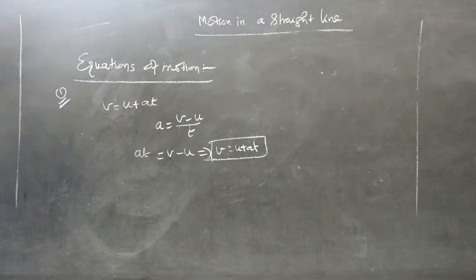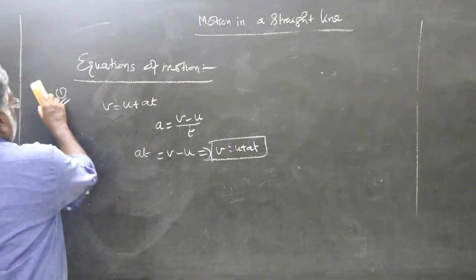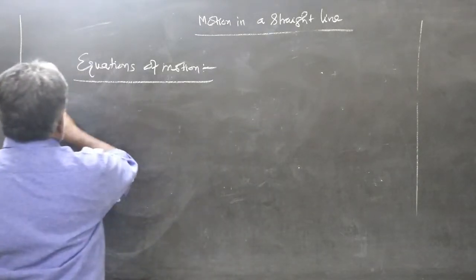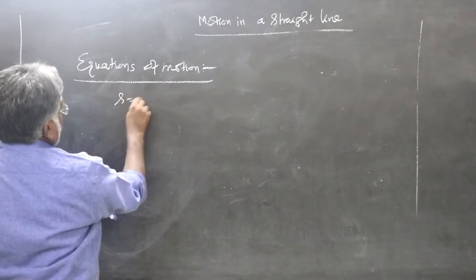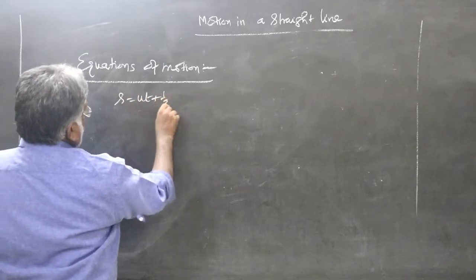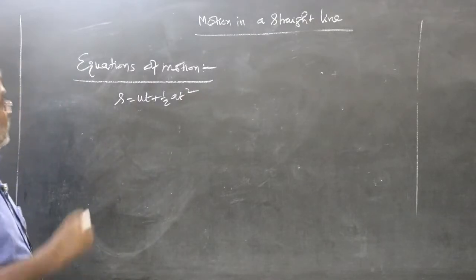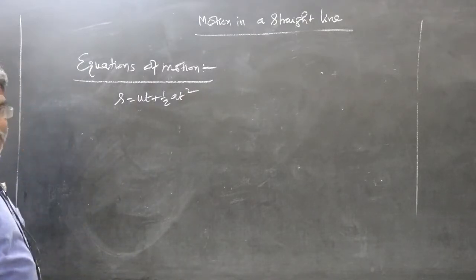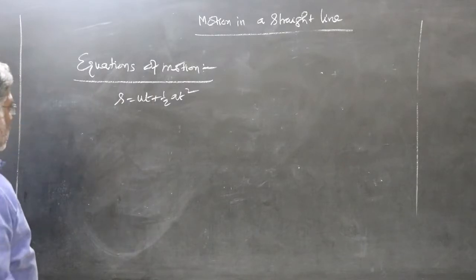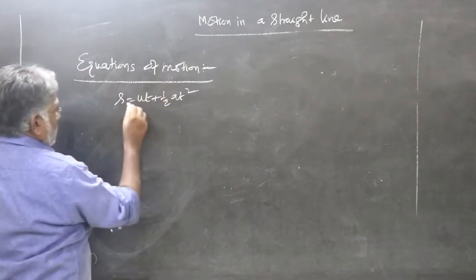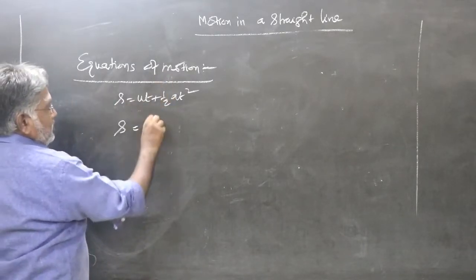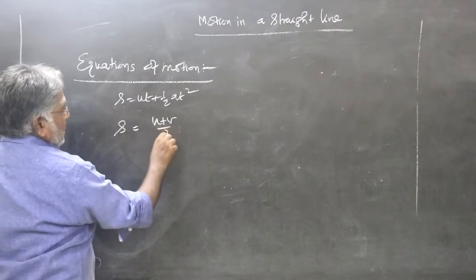Then the next one, S is equal to UT plus half AT square. What is S? Displacement. What is U? Initial velocity. What is A? Uniform acceleration. So here what you should do, this displacement is average velocity into time.